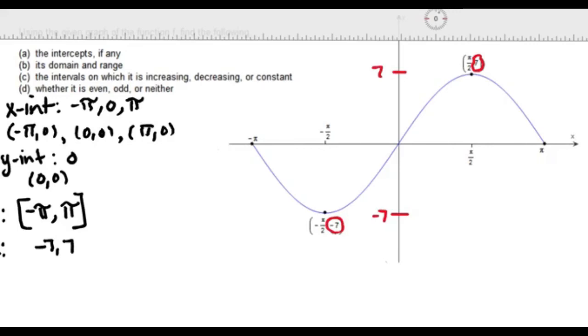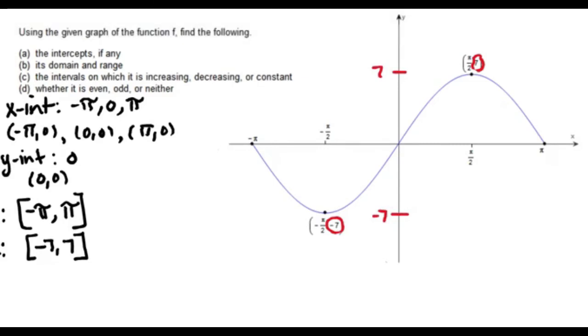Since these points are filled in circles, or closed circles, I'm going to include negative 7 and positive 7 in the range. To include, we use brackets. So we have a range of negative 7 to positive 7. Okay, so I can see some of my markings over here are a little bit off screen, so I'm just going to put in here, I labeled this as domain, and I labeled this as range.